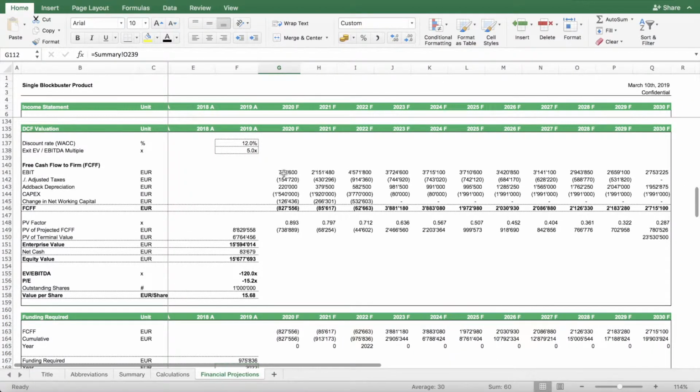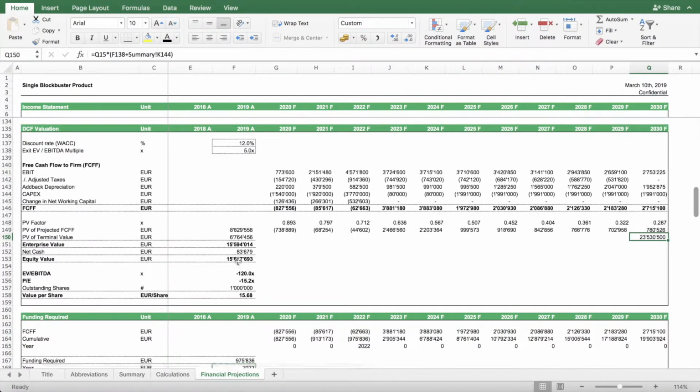And then what we do is here we take our 10-year forecast. At the end, we add the terminal value. We discount all this, and this gives us the DCF valuation of the enterprise value.